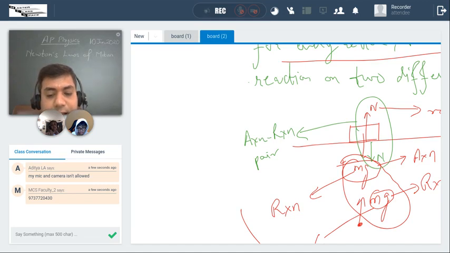So this action-reaction pair of normal reaction, they are acting on different bodies. And always understand one thing, action and reaction pair, they act on different bodies, not on the same body. The biggest mistake students do is they consider the Mg and N, they are action-reaction pair. Guys, action-reaction pair, they act on different bodies.